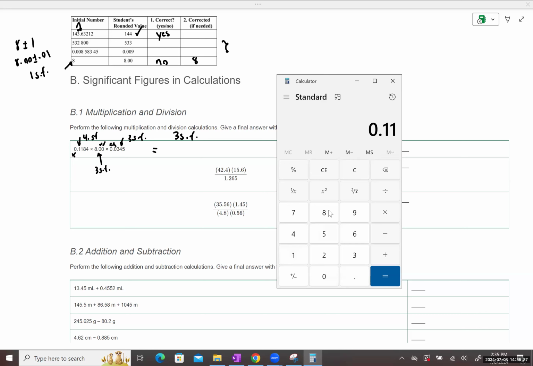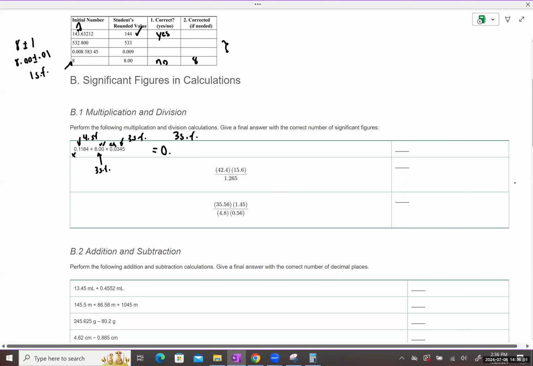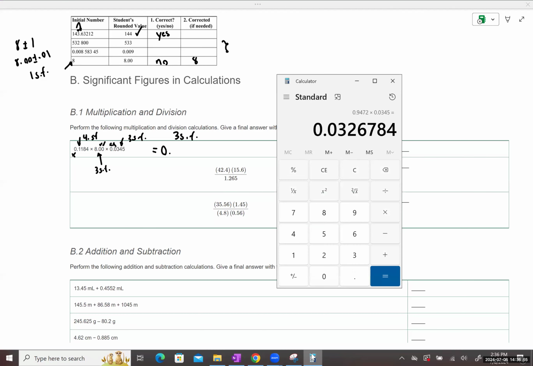Let's just enter this. So 0.1184 times 8.00 times 0.0345. Okay, so we end up from this calculator string an answer of 0.032678.